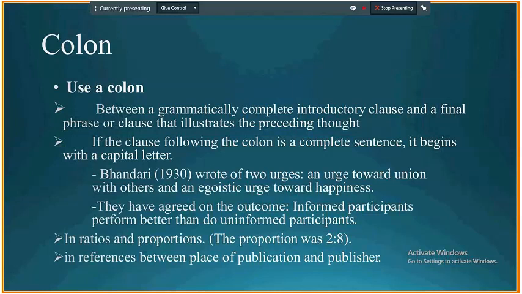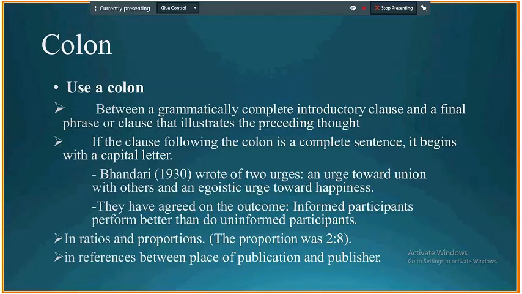And second is the clause following the colon. If the clause following the colon is a complete sentence, it means the second clause helps to complete the first clause. In the case where the second clause helps to complete the sentence of the first clause, in that case we use the colon. Here, Bhandari 1930 wrote of two urges. Urges means, but two urges is not complete here.